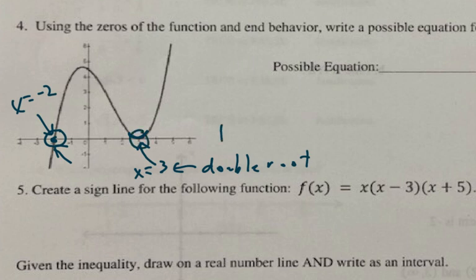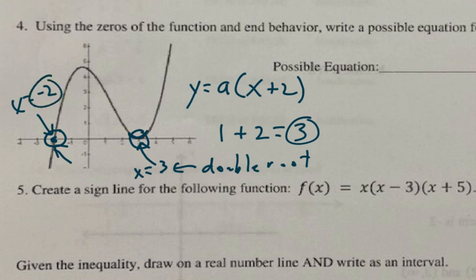So one single plus one double, which counts as 2, means we most likely have, no guarantee, but most likely, an x cubed function. And so basically, we know that our function y is going to be a times, a is just some number, x plus 2, be careful with your signs because -2 would make it 0, and then x minus 3 squared. We need the square power there to represent the double root.